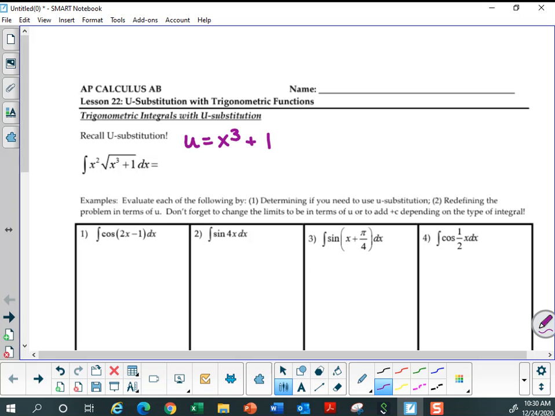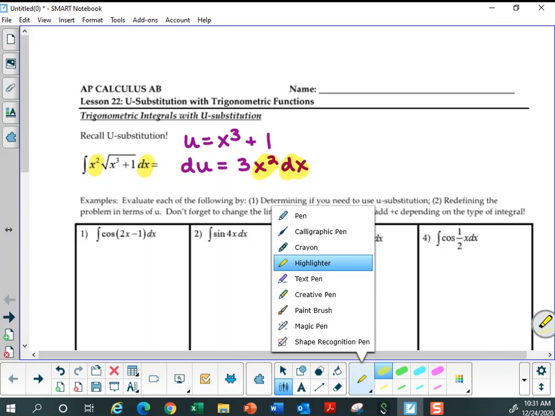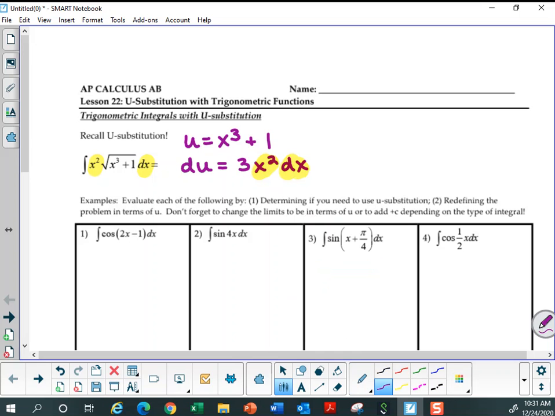I'm going to let the u be x cubed plus 1, which means that my du will be 3x squared dx. And when I look at what's in my problem, I can see I've got what I need for the replacements, except for this extra 3, but I will deal with that by dividing by 3 and saying, okay, I'll have 1/3 du that's equivalent to x squared dx.